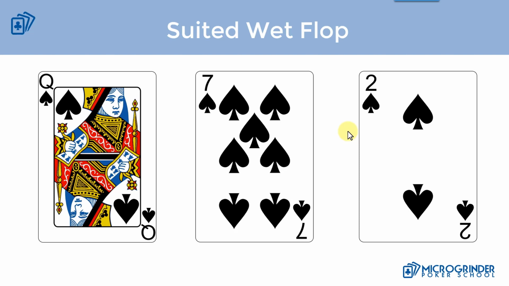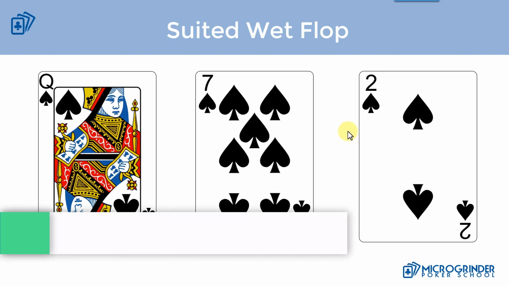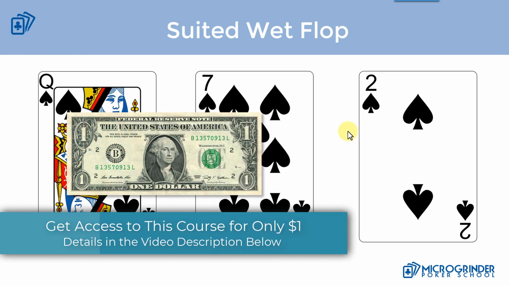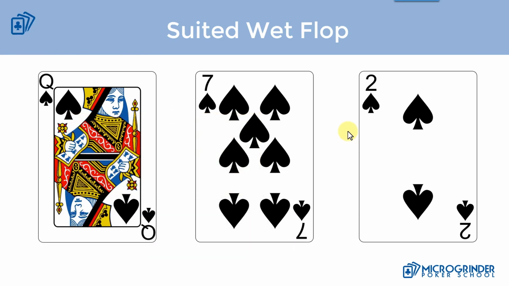Well, if we don't hold a spade, let's say all of our hands are suited and it's either hearts or diamonds or clubs, our hand is very vulnerable to a draw. Our opponent could not only have flopped a flush, but they could turn a flush with any spade card, and our hand is highly vulnerable to that type of turn. Not to mention, if there is, for example, a jack or an 8 or 9 or 10 on the turn, they could catch up with a backdoor straight draw as well. So this would be considered a suited wet flop.